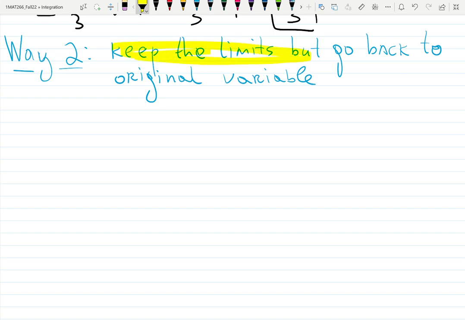But then you have to go back to the original function, original variable. In the American system of education, they don't like this method. But outside, actually, many people use it. That's why many people ask me about it. Some of you took this class in different colleges, and they taught you this.